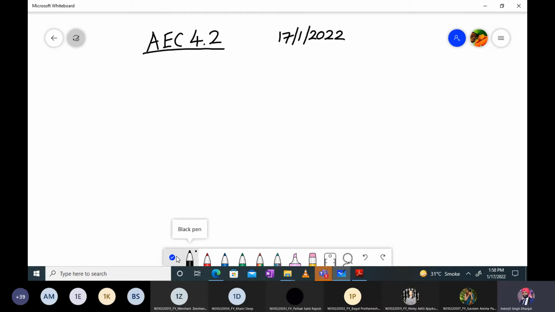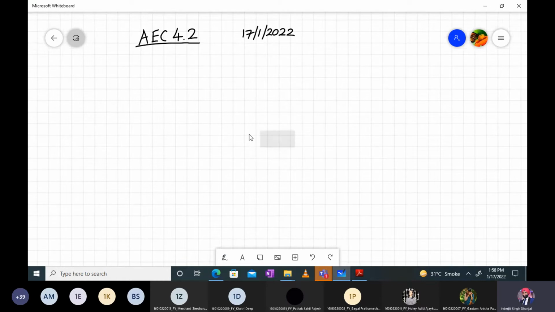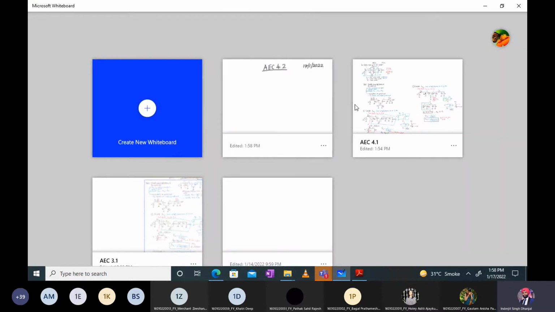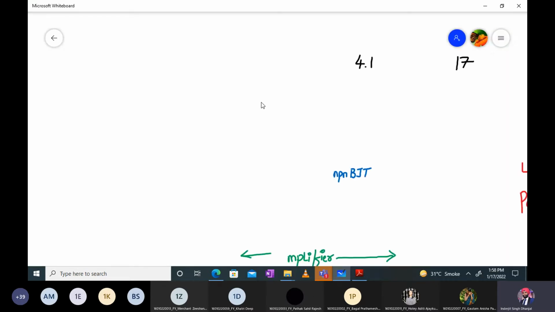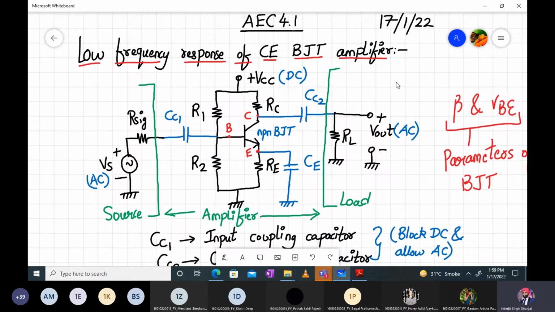So we will be solving a numerical on this for BJT amplifier part. So we will draw the circuit first. Let me draw the circuit first. So I will take it from the other side as it is. So let me go over here and take the circuit. You please draw the CE amplifier, this one. Please draw this.